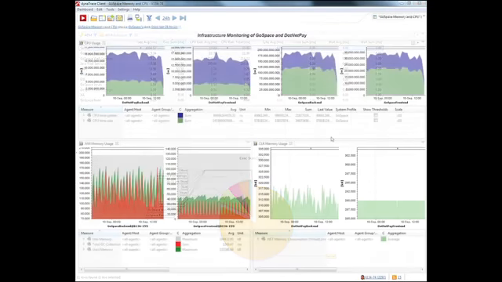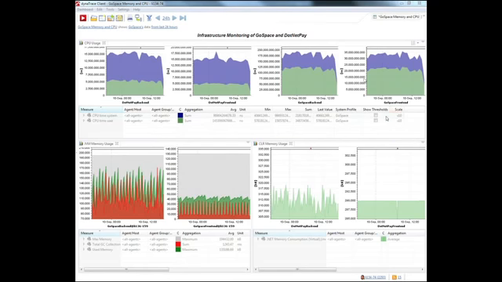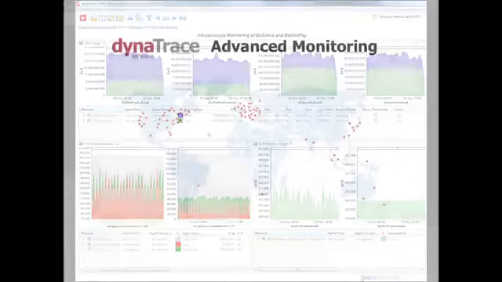dynaTrace not only provides deep diagnostic analysis of individual transactions, but can also monitor the infrastructure on which your application runs. This enables operations to quickly triage an issue to understand whether the issue is in the application code or in the infrastructure itself with a problem in CPU or memory on a specific machine. dynaTrace Advanced Monitoring shows CPU usage and memory usage for each JVM and CLR, as well as other metrics provided by the operating system or the application server.